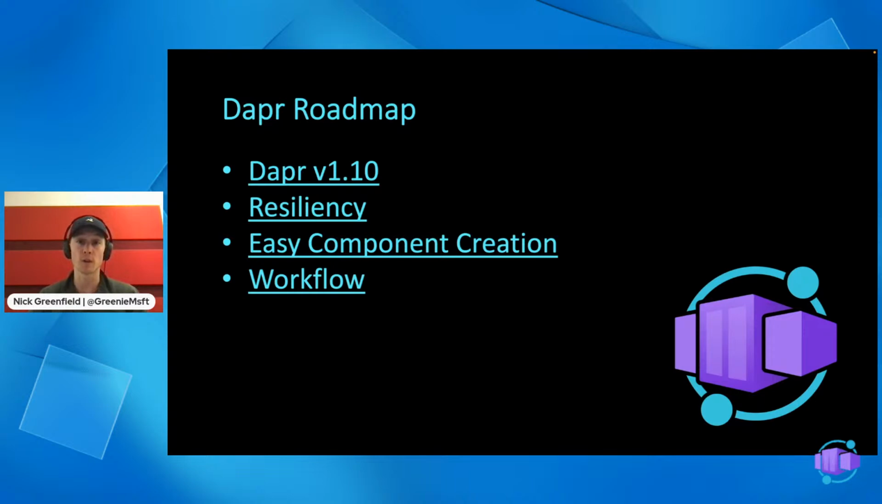And then lastly, workflow. Dapr workflow, this is another capability that just came out in Dapr 1.10. It won't be available in the 1.10 release in ACA, but it will be something that will come soon enough. This enables you to orchestrate long-running, fault-tolerant, stateful applications via Dapr in ACA.